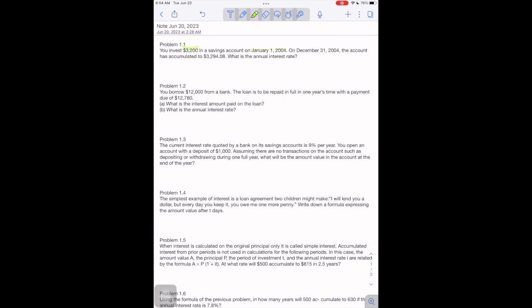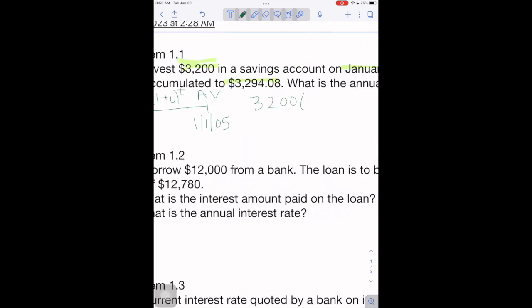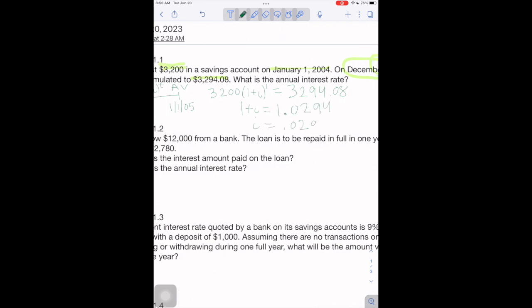On December 31st, 2004, the account has accumulated to $3,294.08. What is the annual interest rate? Okay, so with the December 31st, they're just kind of trying to make the problem harder than it needs to be. We're just going to think in terms of the next year of 2005, since it's 1 day later, taking the present value and accumulating it for the 1 year to get to our future value. We divide, we subtract 1, and solve for I.